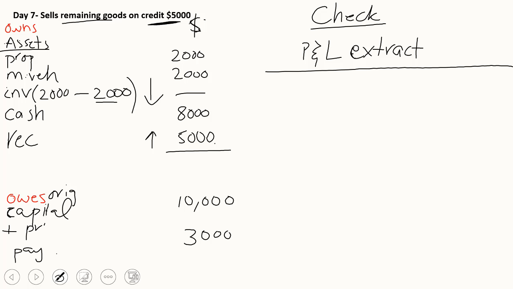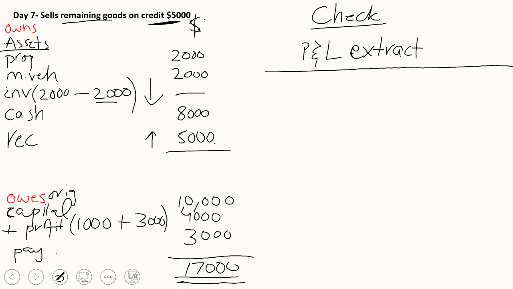Profit, how much was it before? It was 1,000 before, and now what has happened? Profit has gone up. How much? 2,000 of inventory was sold for 5,000, so 3,000 profit. So a total of 4,000. How much is it? It is 17,000. And this amount would be equal to this amount here.